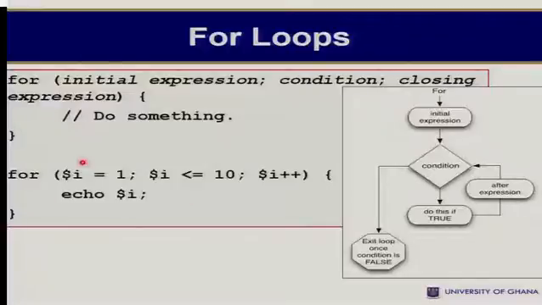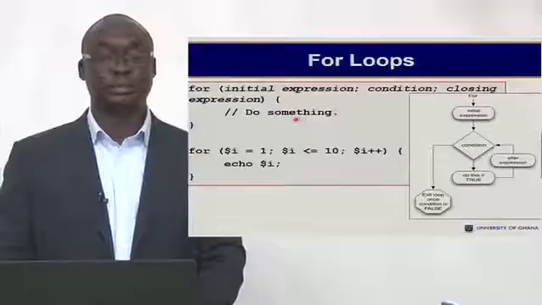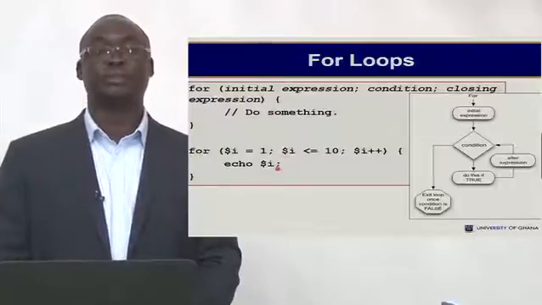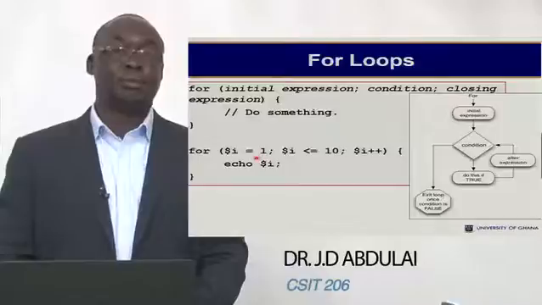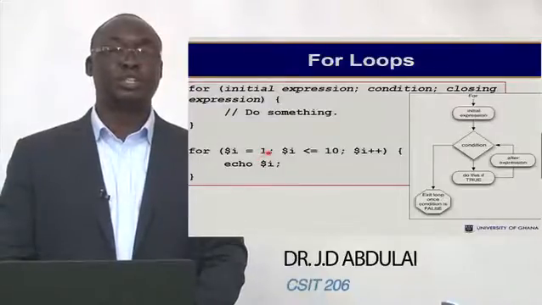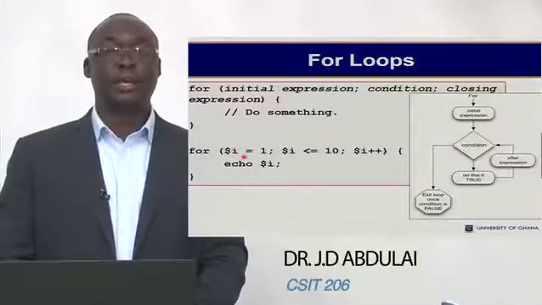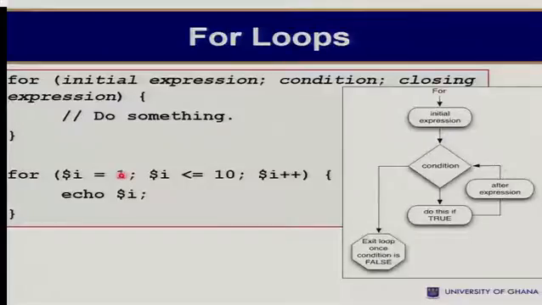The next other loop construct we will look at is the for loop. The for loop takes in 3 parameters. You have the initial expression, you have the condition, and you have the closing expression. So 3 parameters: initial expression, condition, and then closing expression. Then you have your loop body. So let's look at this example, for instance. In this example, our initial expression is $i equals to 1. So this means that the variable I is initialized to 1.